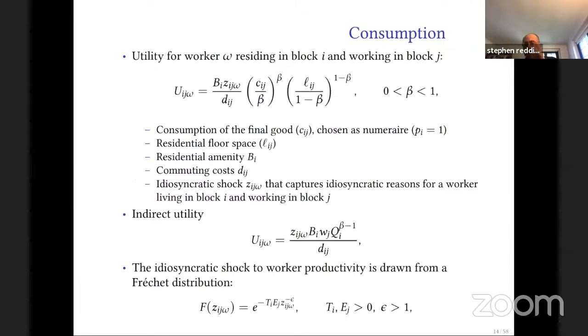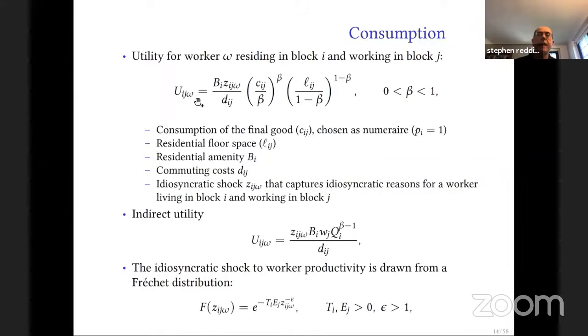So a few more formal details on the model. I'll try to sketch out the formal aspects of how it works and then talk through how we estimate it structurally. So we try to keep the preference side very, very simple. Cobb-Douglas utility, workers consume some of the final good. Little c is their consumption of the final good. They also consume floor space residentially. Little l is their consumption of residential floor space.